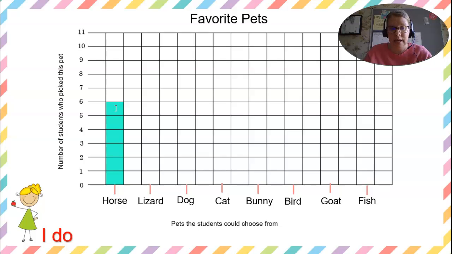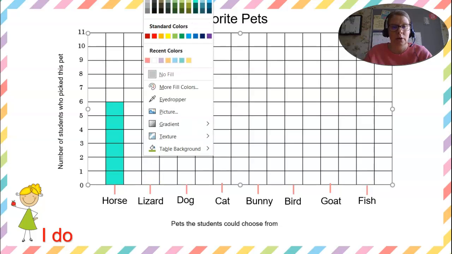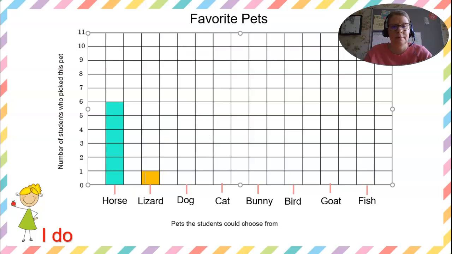Now the lizard only had 1 vote, right? Just 1. So we are going to go ahead and I'll pick orange for that one and color 1 of the blocks because we only had 1 vote. Okay?